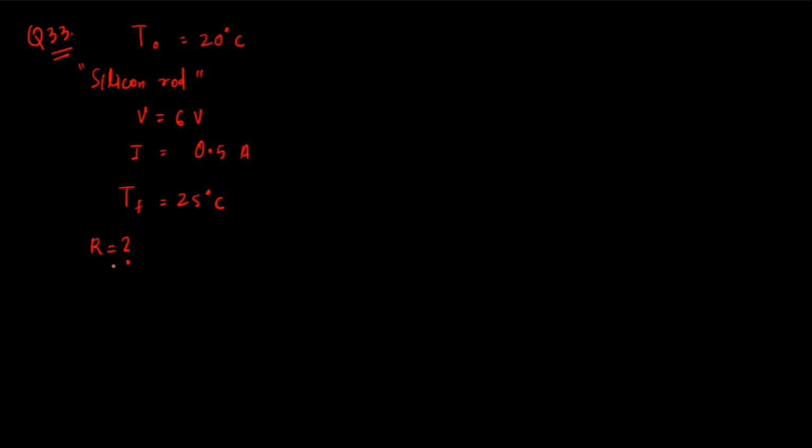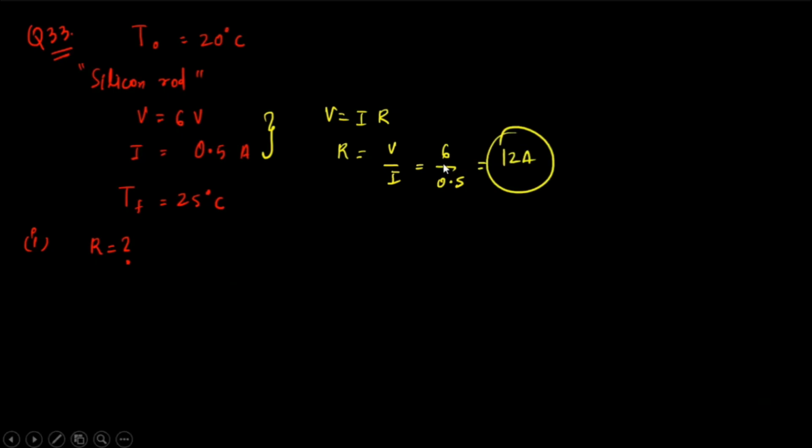In order to find out the new resistance, we first have to understand the value of initial resistance. Using these two values, we can find out the initial resistance. So V is equal to IR according to Ohm's law. So R is going to be V by I. V is 6, I is 0.5. So resistance initially is going to be 12 ohms. So we got to know the initial resistance is supposed to be 12 ohms.